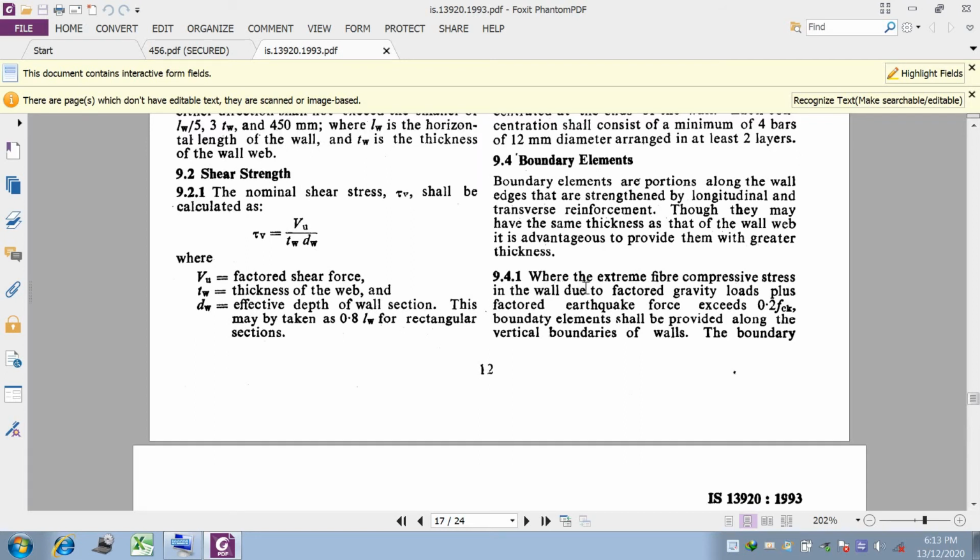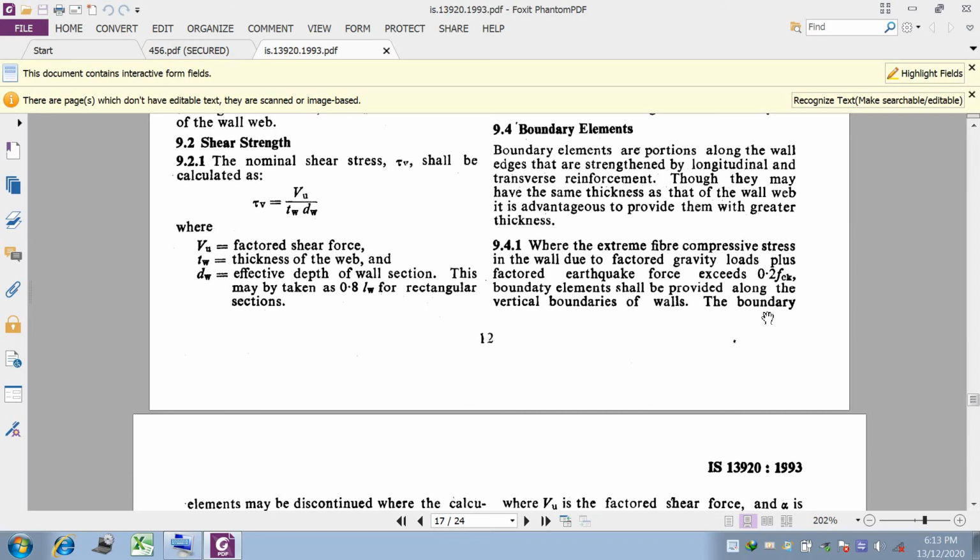Then where the extreme fiber compressive stress in the wall due to the factored gravity load plus the factored earthquake force exceeds 0.2 fck, the boundary element shall be provided. So this is the main criterion by which you can decide whether you have to provide the boundary element or not, or otherwise whether the simple shear wall is enough to resist the lateral or vertical loads.